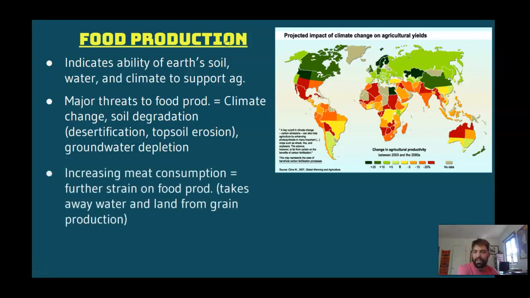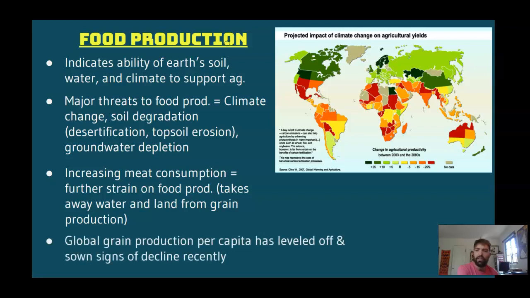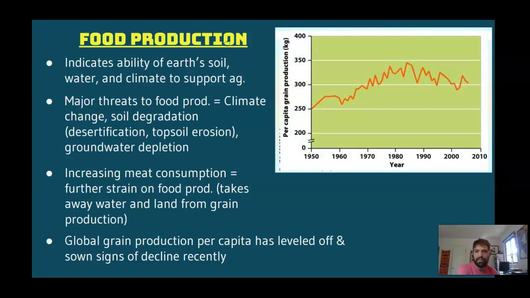Increasing meat consumption is also a further strain on food production. So it takes away water and land from grain production, which is a huge limit to our sustainability for everyone to be able to eat. And global grain production per capita has leveled off and shows sign of decline recently. So we're seeing this happening, where the grains have been starting to decline quite a bit. It went up quite a bit in the early 60s due to genetic technology, and now we're starting to see it decline.